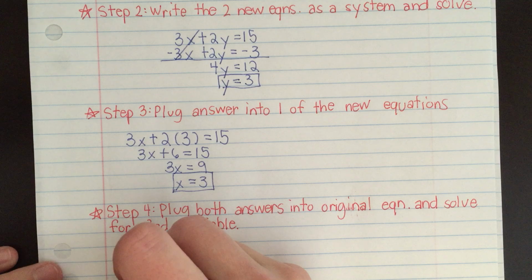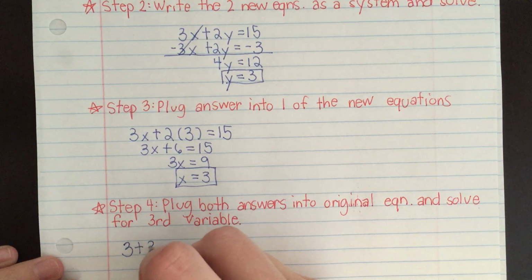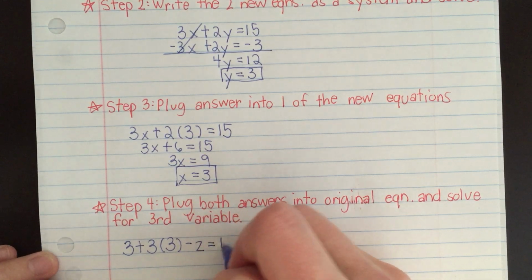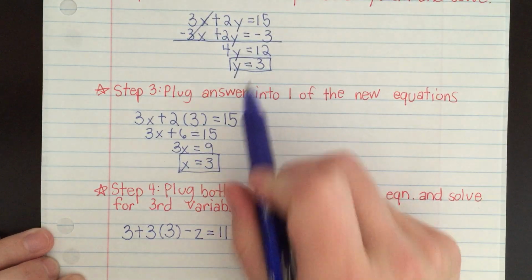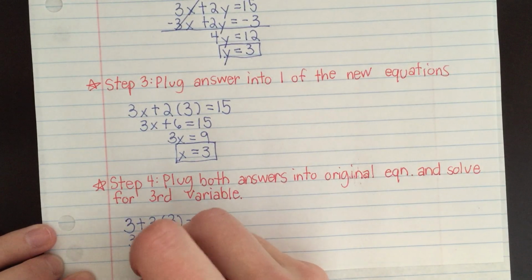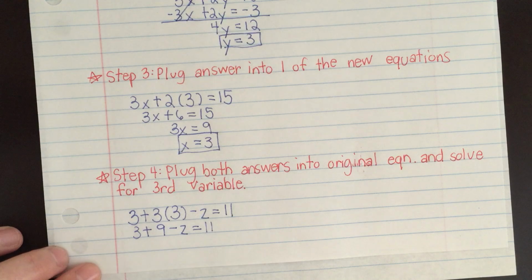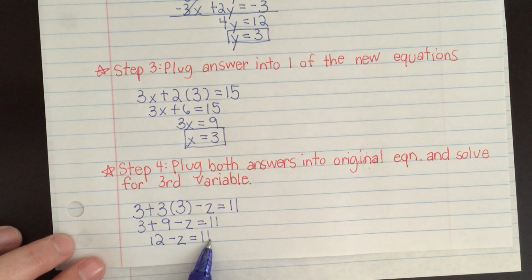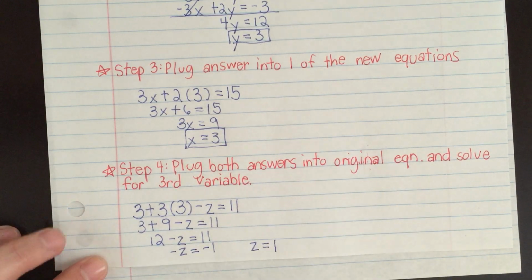So equation 2 would be x, which is 3, plus 3y, where y is 3, minus z equals 11. I picked equation number 2 to plug in what I know for x and y. Now I solve 3 plus 9 minus z equals 11. I can combine the 3 and 9 to give me 12, so 12 minus z equals 11. When I subtract 12 from both sides, I get negative z equals negative 1. When I divide by negative 1, I get z equals 1.